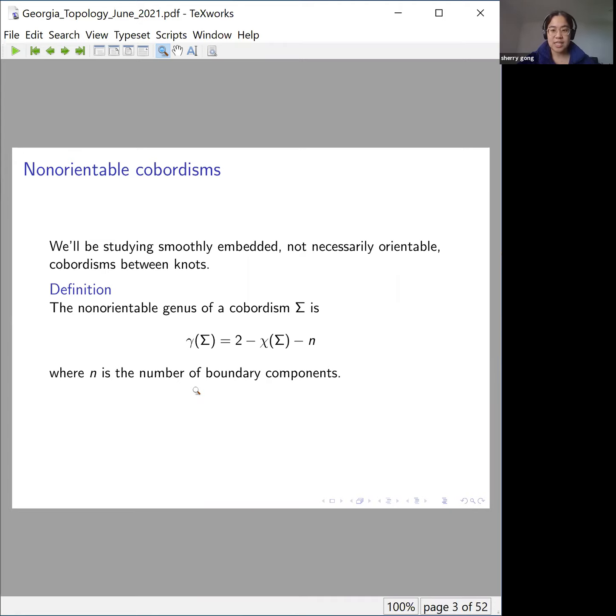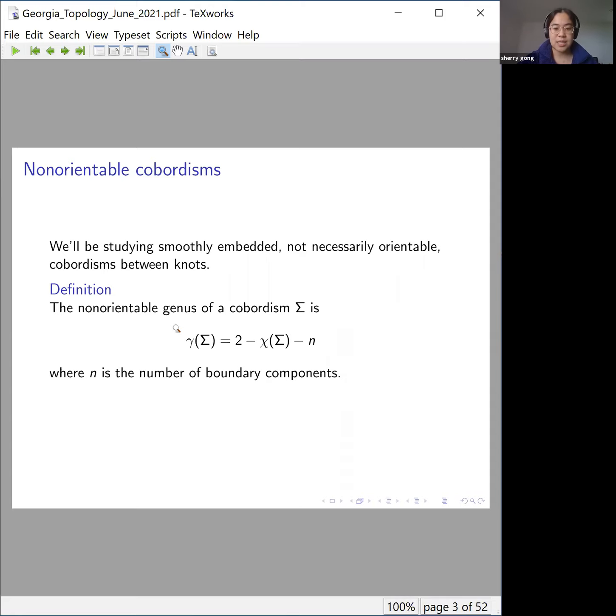Various topologists have studied this quantity for non-orientable cobordisms, giving bounds for how much non-orientable genus a cobordism between two knots has to have, and also computing the minimum genus of a non-orientable surface bounded by a knot.